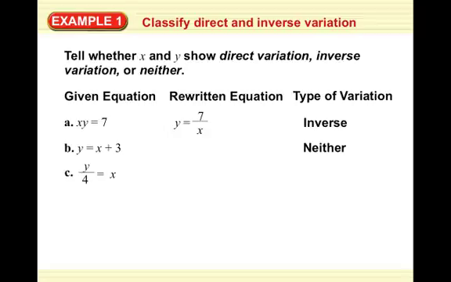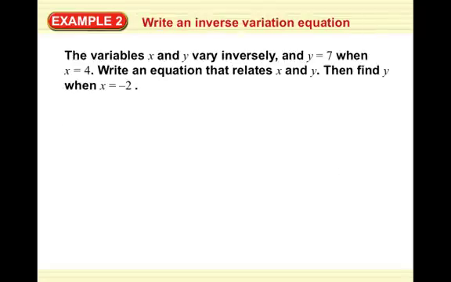For part B, we have y equals x plus 3. Well, neither kind of variation allows us to add anything, so this is neither. Part C: y over 4 equals x. Let's solve for y, so we'd multiply. So y equals 4 times x. That is direct variation. All right, so let's actually look at an inverse variation problem.